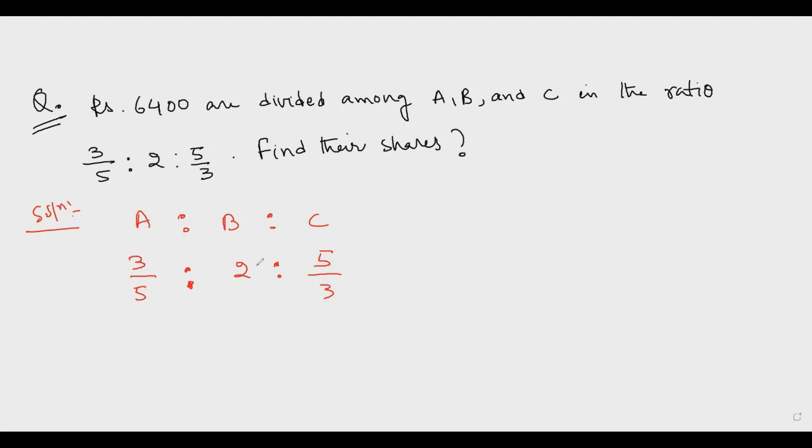900, 3,000, and 2,500. Okay. How do you do it? That's important.